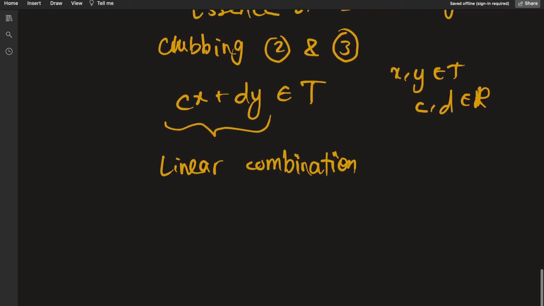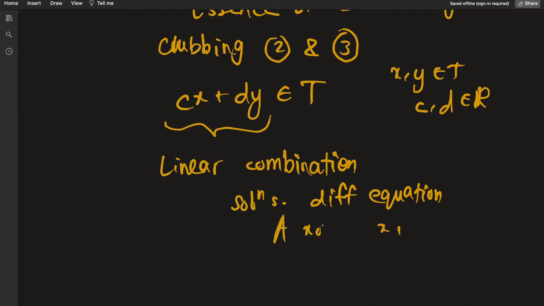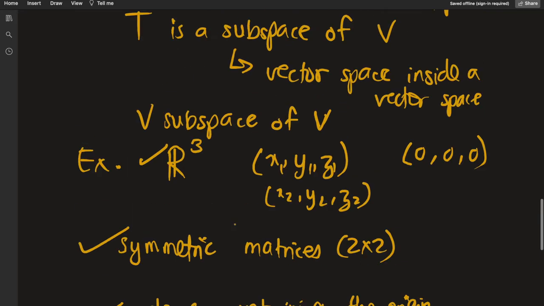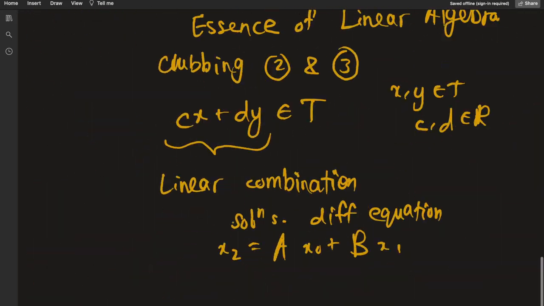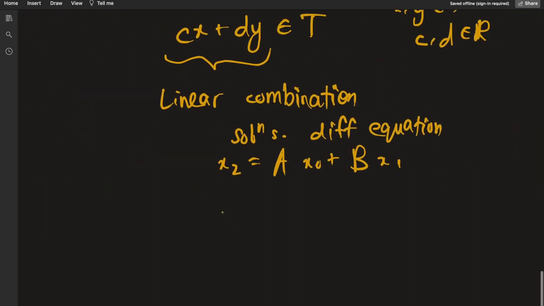And this term, we use it all the time in linear algebra, and even for the solutions to differential equations. If you have one solution, x0, and you have another solution, x1, then a linear combination of those solutions is also a solution, x2, for example. And this notion is really, really important, because I'm going to discuss what we mean by span or linear dependence and independence on a fresh page. So see you there.